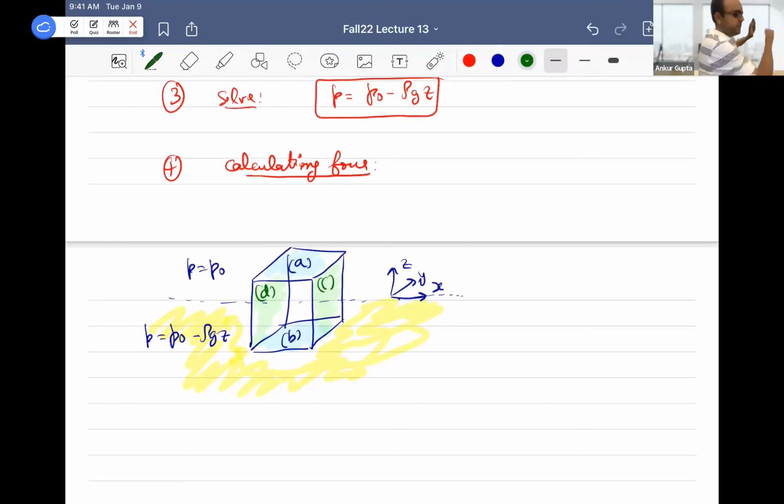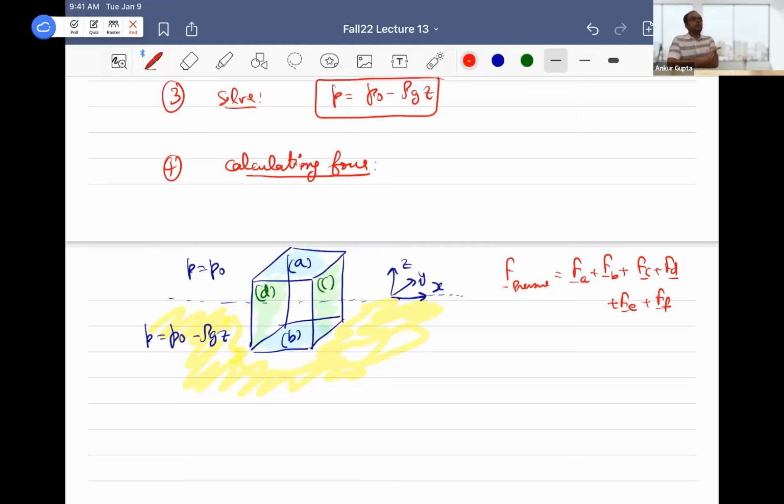Okay, so you have 6 faces, and what we want to really find is F pressure, which is equal to FA plus FB plus FC plus FD plus FE plus FF. Okay. So those are 6 faces, and I want to basically integrate on all the faces. Okay, any questions at this point? So we want to calculate force.